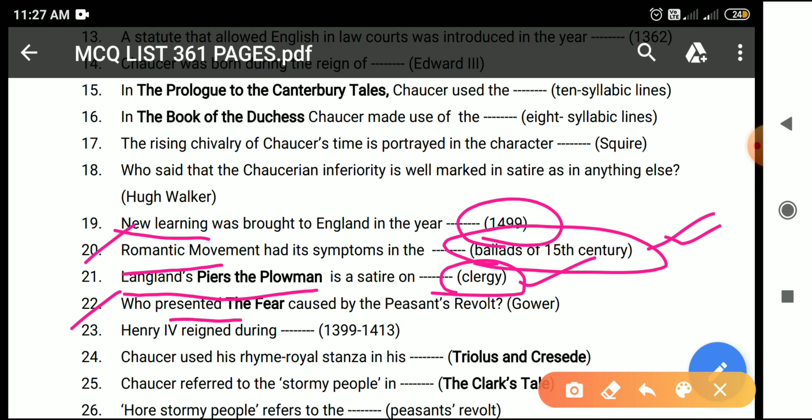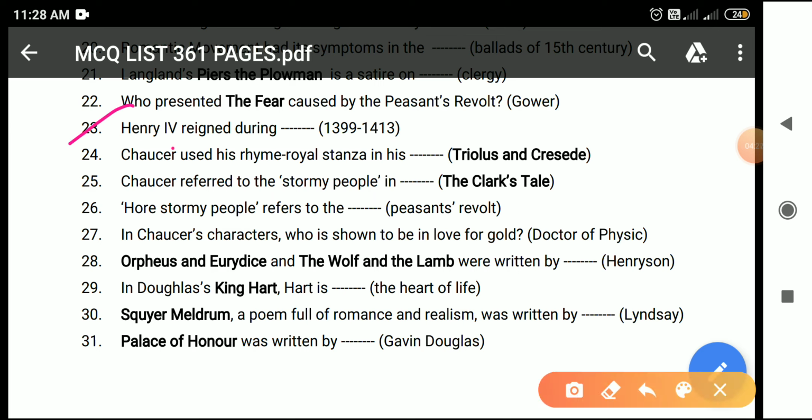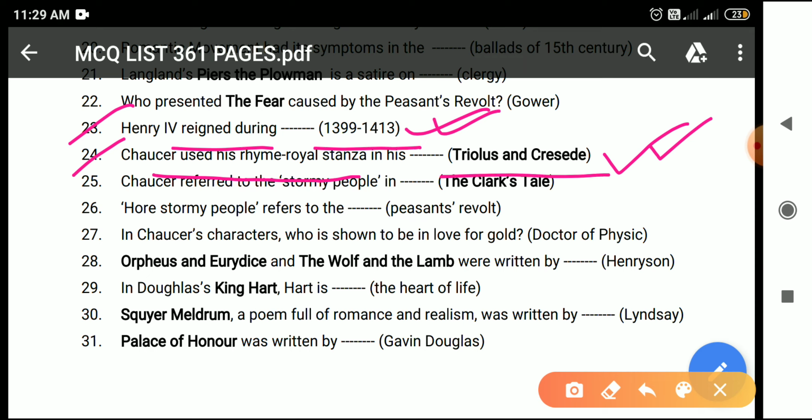22. Who presented the fear caused by the peasant rebels? The work was by Gower. So the next is, Henry IV reigned during 1399 to 1413. So this is the period during which he reigned. Number 24. Chaucer used the rhyme royal stanza in which of his poems? The poem is Troilus and Criseyde.